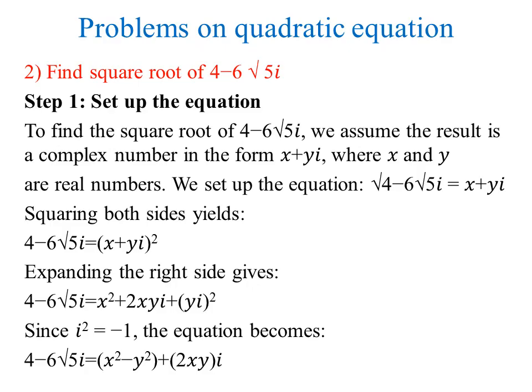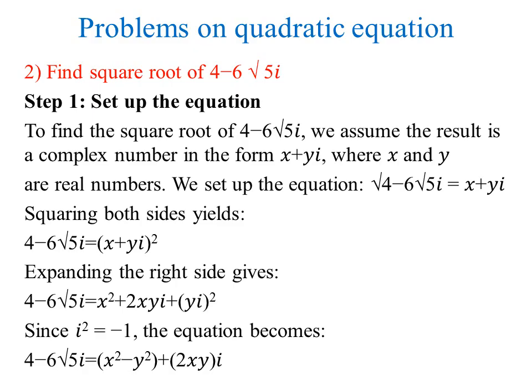Here is the next problem. Find the square root of 4 minus 6 root 5i. This problem can be solved in steps. In step 1, we set up the equation to find the square root of 4 minus 6 root 5i. We assume that the result is a complex number in the form x plus yi, where x and y are real numbers. Therefore, we can write it as root of 4 minus 6 root 5i is equal to x plus yi.